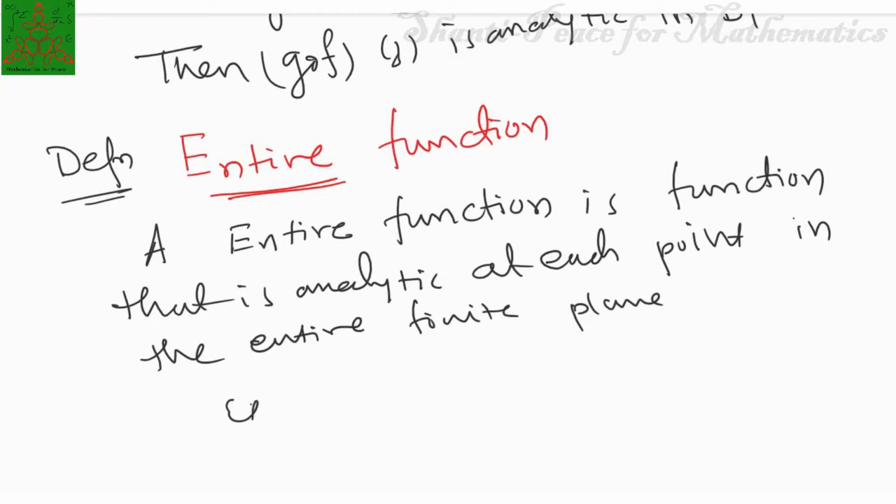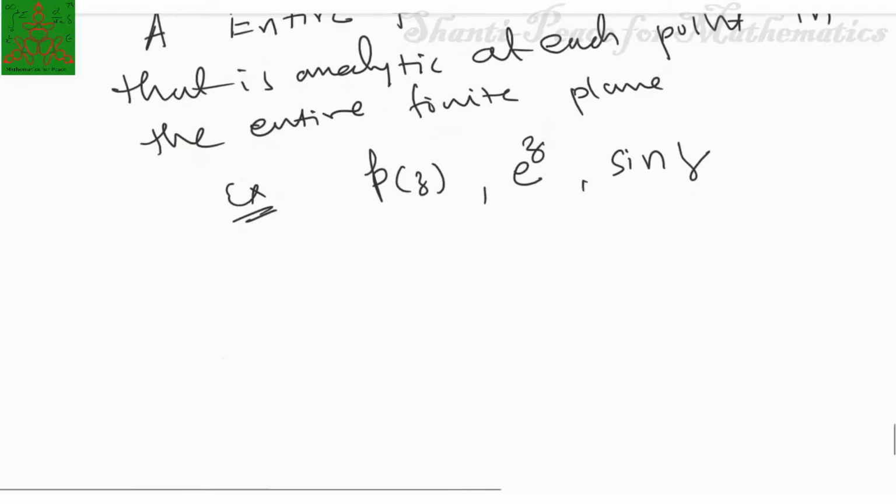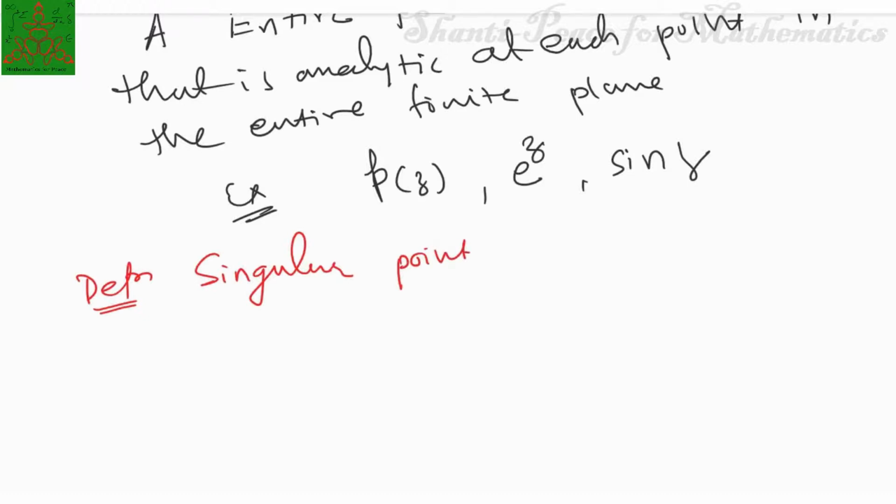For example, any polynomial p of z is an entire function, e power z, that is the exponential function, is an entire function, and sin z is an entire function. The next definition is a singular point. As the word suggests, singular means it is alone. So the function is not analytic at that point, but it has to be analytic in the neighborhood of that point.